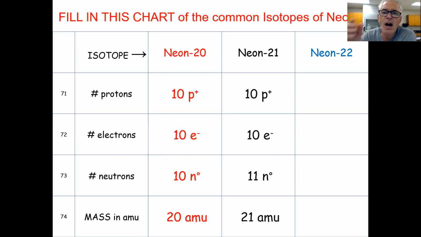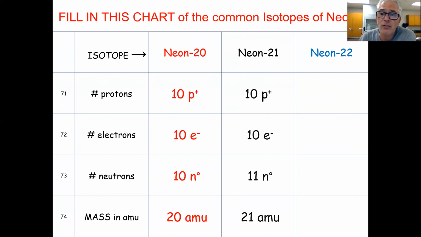What about this middle column? Well, if you're neon, you've got to have 10 protons and 10 electrons. You're atom number 10. That's the rule. Atom number 10 has 10 protons, 10 positives equal 10 negative electrons. But if your mass is 21, if the neutrons plus the protons is 21, and you take 10 protons away, now you have 11 neutrons. And the mass is higher, 1 AMU more, because of 1 extra neutron.